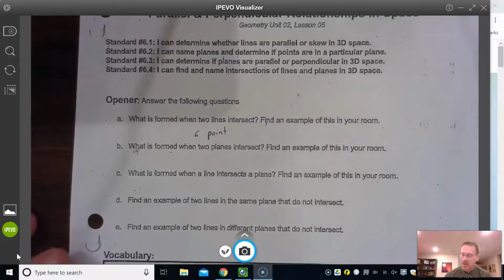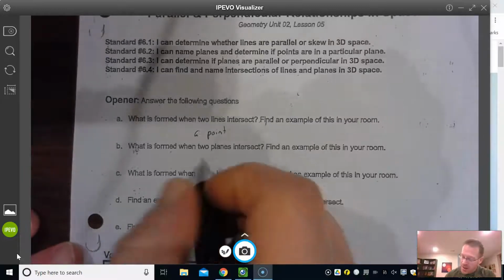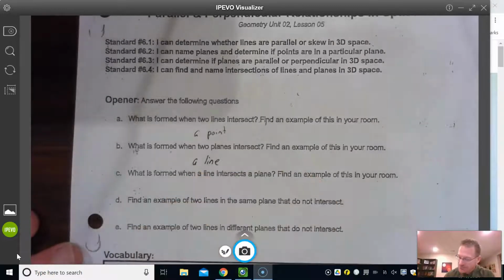And then what is formed when two planes intersect? This would be like two walls, or your ceiling and the wall, or the floor and the wall. And what you get here is a line.